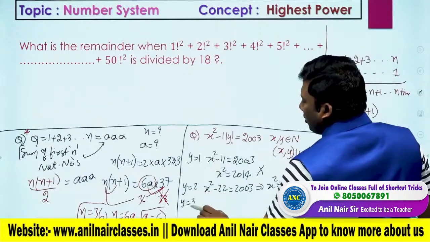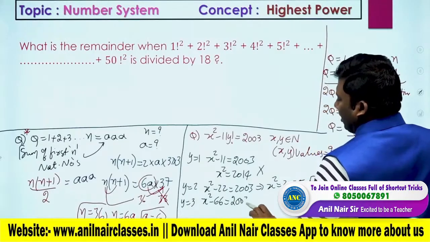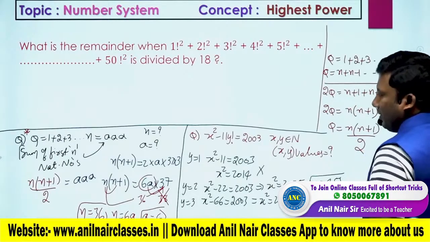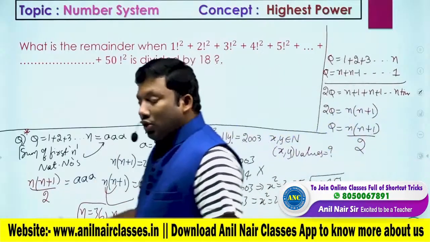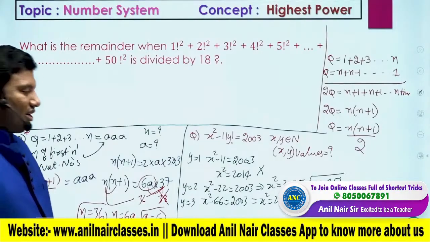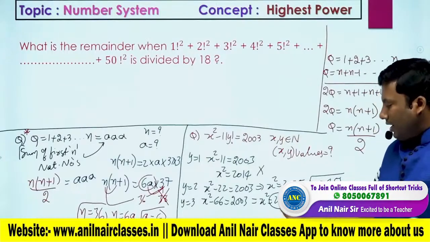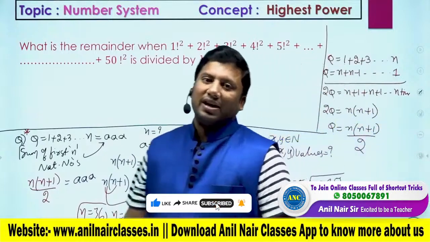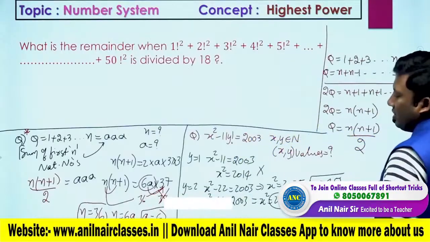Y is equivalent to 3. X square minus 66 is equivalent to 2003. X square is equivalent to 2069. 3 factorial is 6, 6 into 11 is 66, and 2003 plus 66 is 2069. Is 2069 a perfect square? What is the digital sum of this number? 6 plus 2, 8, 8 plus 9, 17. The digital sum of a perfect square is always 1, 4, 7 or 9. It is not possible.